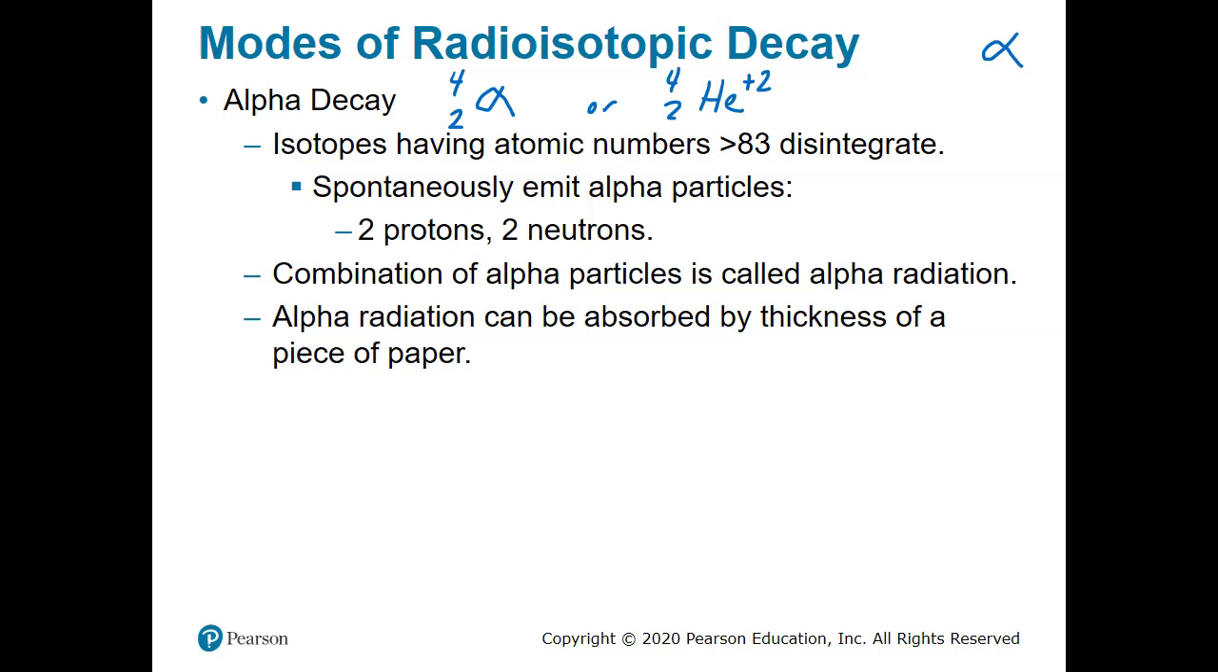Where we see alpha decays are in isotopes where we have atomic numbers greater than 83. So if you look at the periodic table, you'll see that most of the elements on the periodic table have decimal number mass numbers. And the reason they have decimal number mass numbers is because they have multiple isotopes, and those isotopes are all stable to the point where we can actually measure them and use them. When we get to bismuth, element number 83, bismuth is the last stable element.